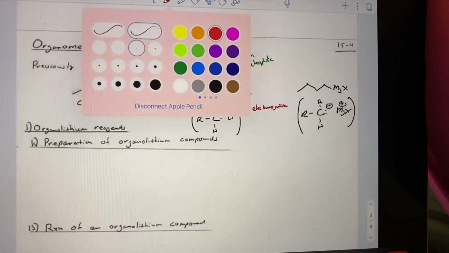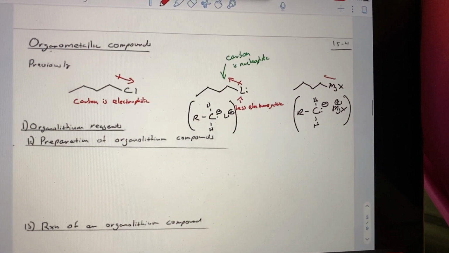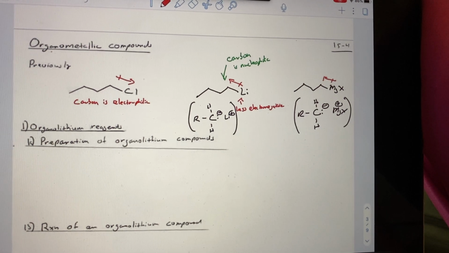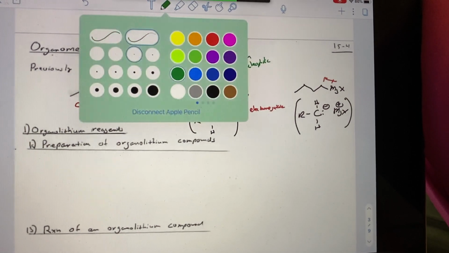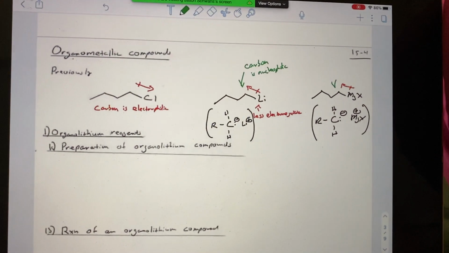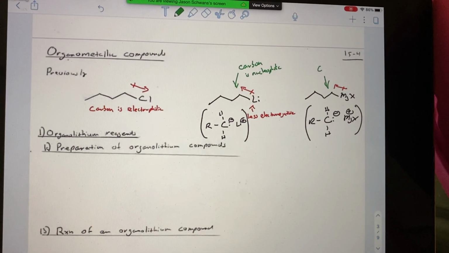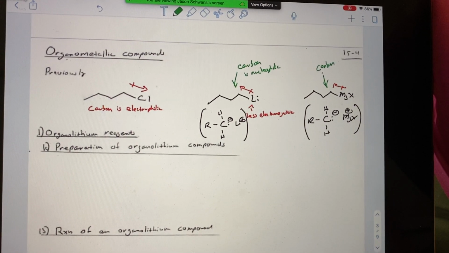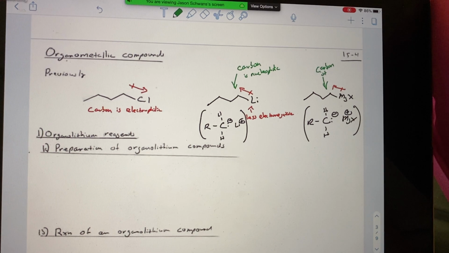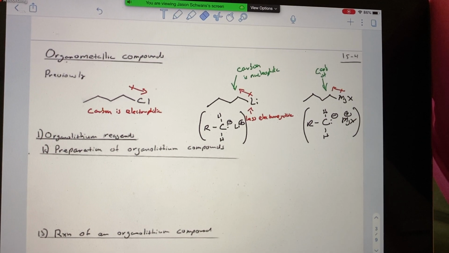Sorry, switching colors here. So again, we'll have this dipole. So this carbon is nucleophilic.